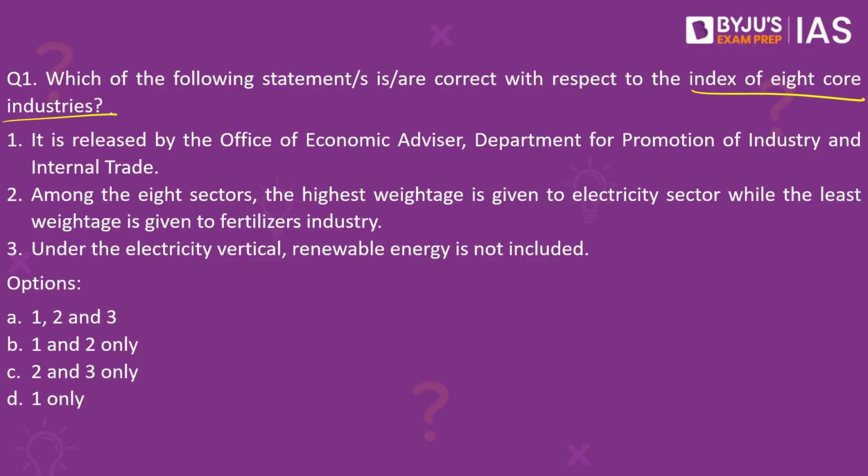The first one reads, it is released by the Office of Economic Advisor, Department for Promotion of Industry and Internal Trade. The second statement reads, among the 8 sectors, the highest weightage is given to the electricity sector, while the least weightage is given to the fertilizers industry. And the final statement reads, under the electricity vertical, renewable energy is not included. Please have a look at the options.